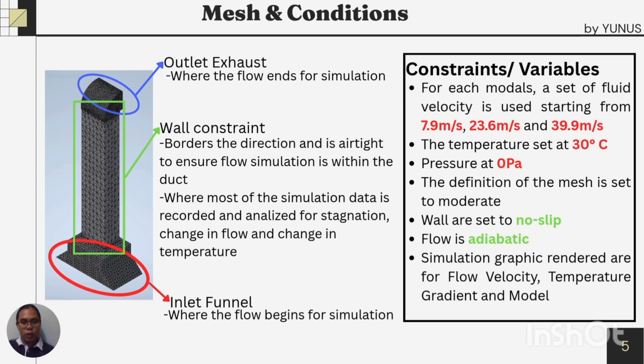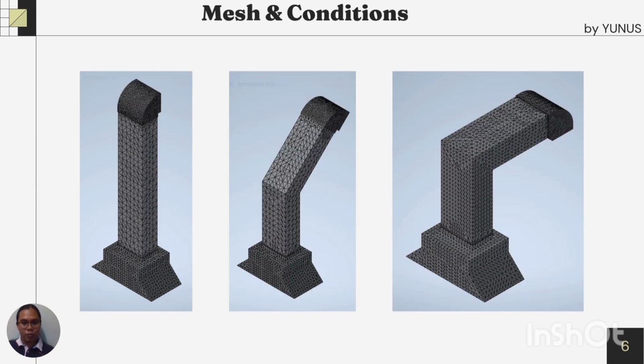The simulation graphics rendered are for the flow velocity, temperature gradient change, and also for the model overall. As you can see, these are the three meshes of the three models. They are set at moderate scale so that the simulation can run smoothly.